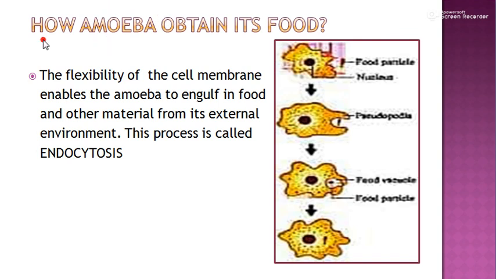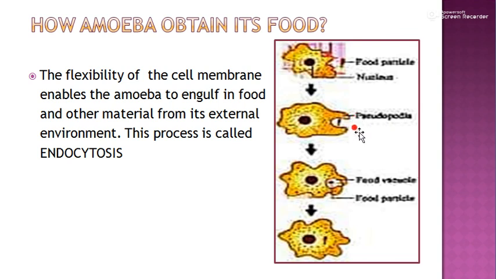So I have written here how amoeba obtain its food, because amoeba contains plasma membrane or cell membrane, so that membrane is very much flexible and it can change its size, it can change its shape. So with the help of flexibility of cell membrane, amoeba, when it detects any food particle around it, then its membrane circles around that food particle by making foot-like structures, that is pseudopodia. Basically these are its feet.